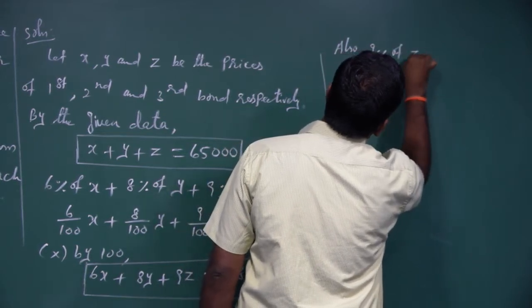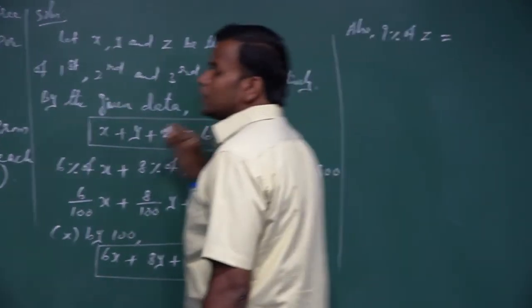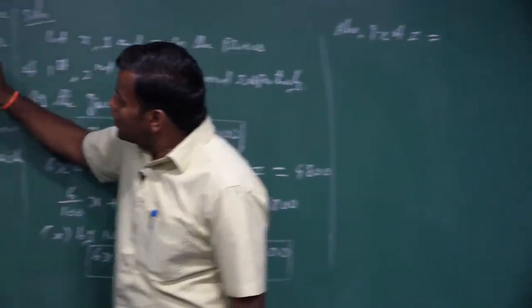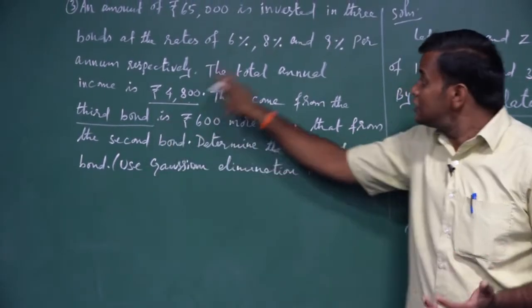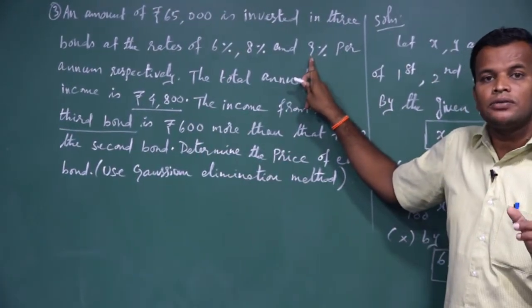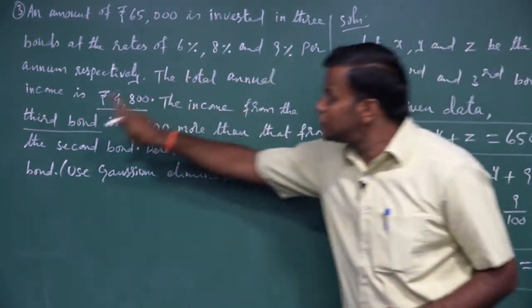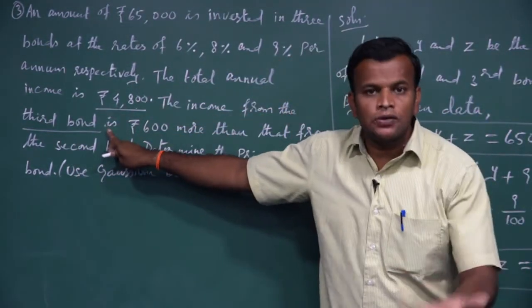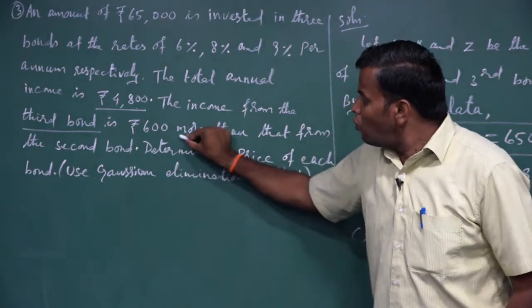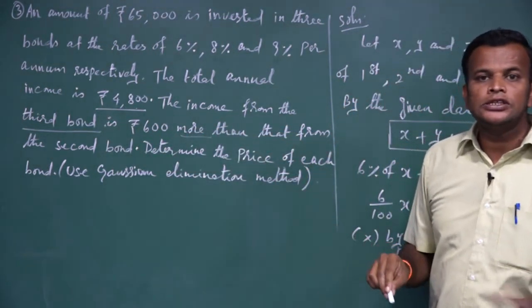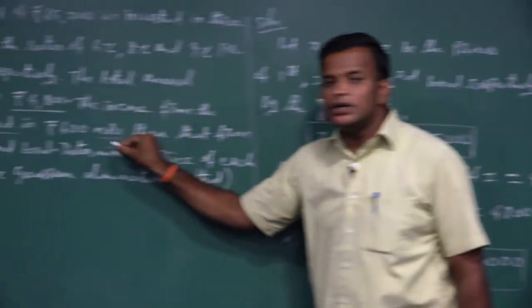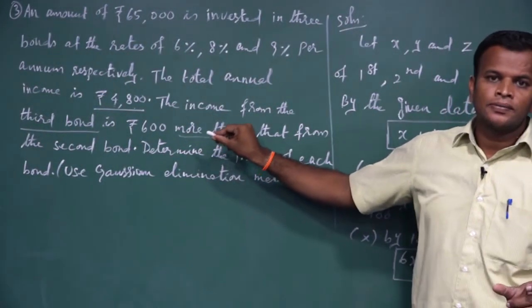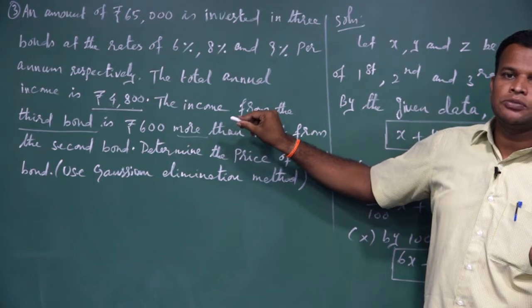9% of Z is equal to the income from the third bond. The third bond income is 9%, and the price of the third bond is Z. So 9% of Z is equal to 600 plus, since the given phrase is "more than", so I will use the symbol plus. Suppose if it is "less than", I put the symbol minus.